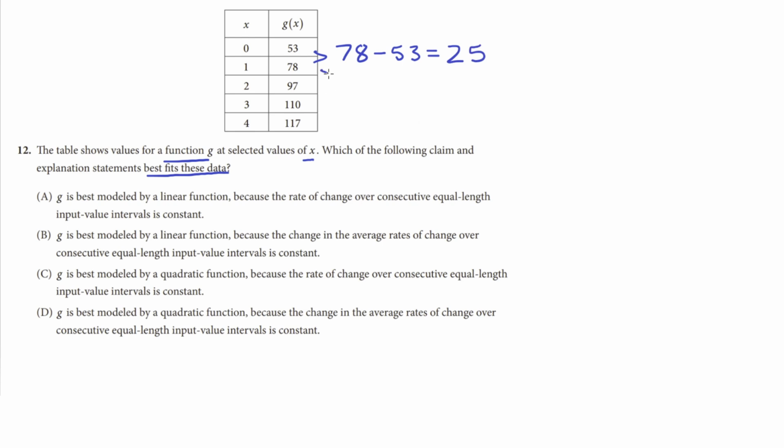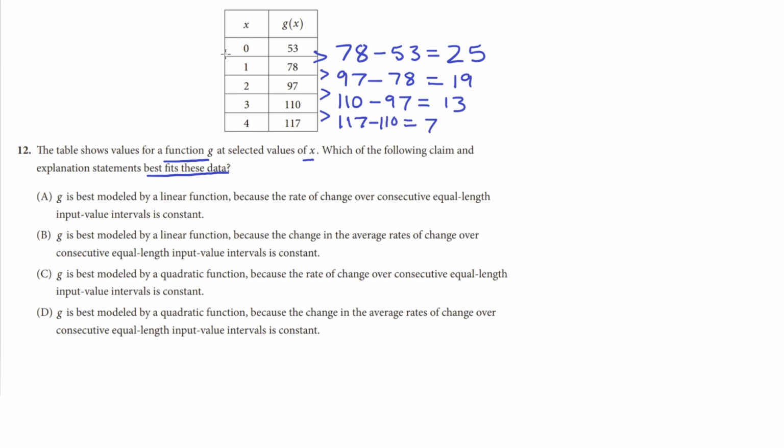Then from 78 to 97, so 97 minus 78, that's equal to 19. Then the change from 97 to 110, that's 110 minus 97, and that's equal to 13. And then from 110 to 117, that's 117 minus 110, and that's equal to just 7.